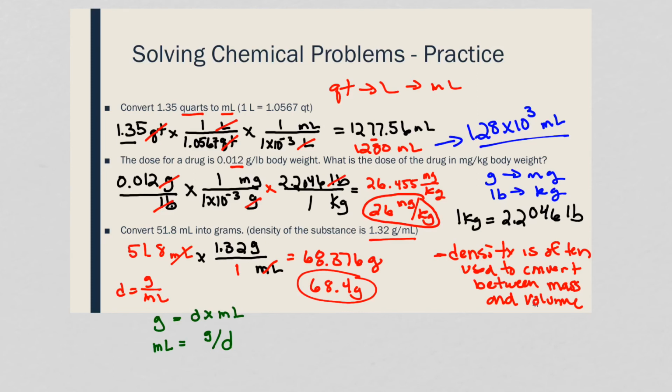Okay, so that brings what we want to talk about in Chapter 1 to an end. You want to be working through these example problems, and I will talk to you again about Chapter 2.